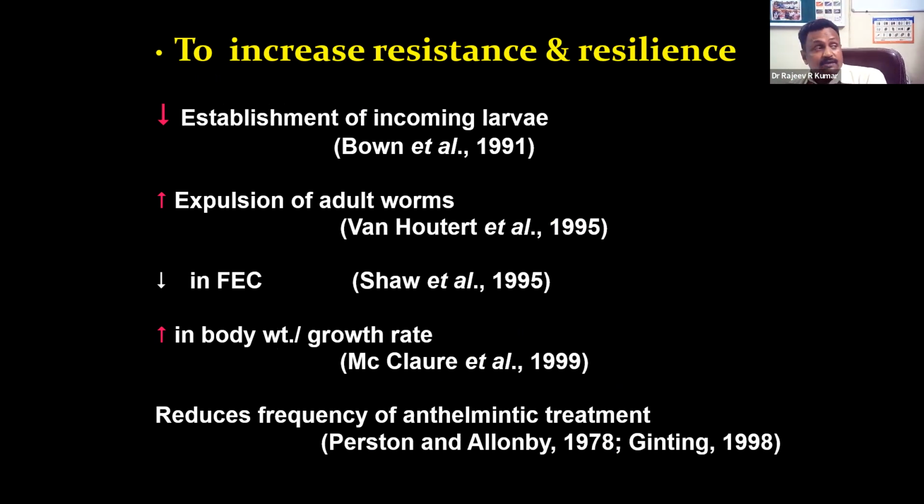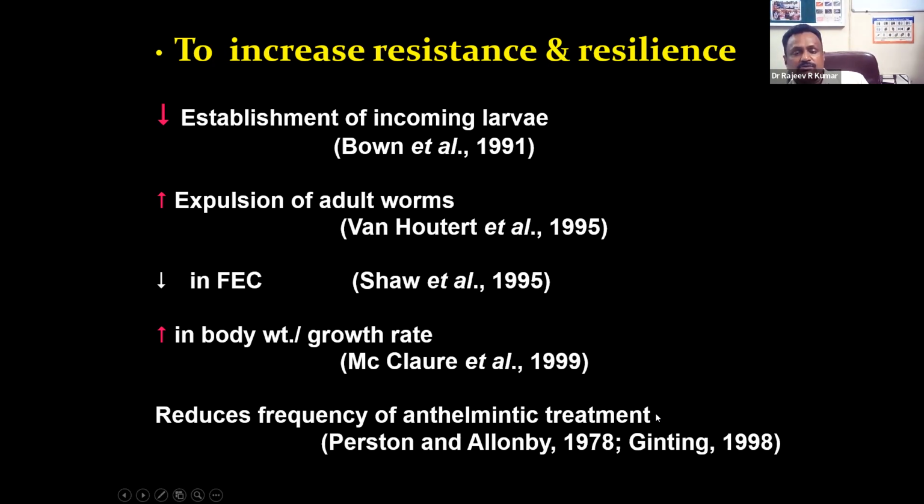Due to the development of IgA and high protein concentration, it decreases the establishment of infective larvae picked up by the animals while grazing on the contaminated pasture, and it increases the expulsion of the adult parasite. If it reduces the infective larvae, the parasite does not attain sexual maturity. In that condition, there is a decrease in fecal egg count. Then it increases body weight, growth and the production parameters. Finally, it reduces the frequency of anthelmintic treatment.